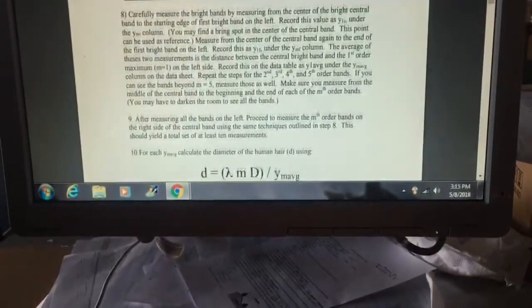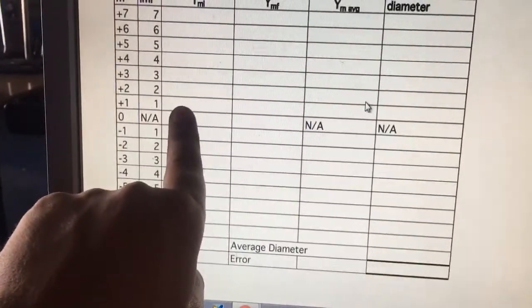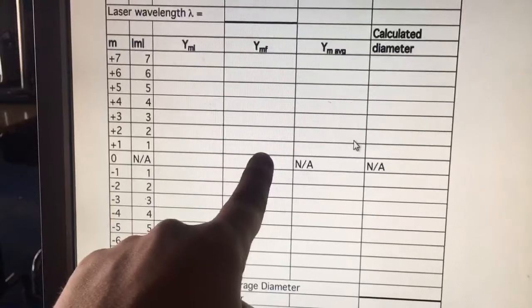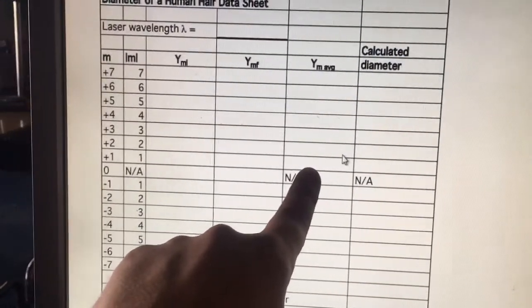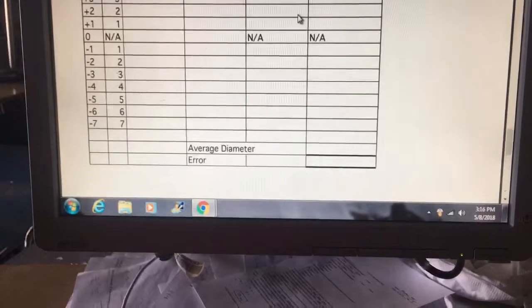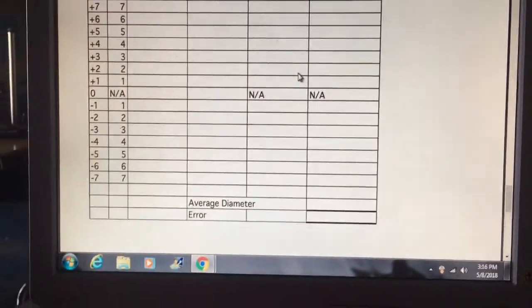But what do I do with that? Well, in the data chart that you created, you would put it here. So that's for fringe number 1. Initial was 4, final was 9, average is 6.5. And so you're going to do that over and over and over for all of these. When you're done, you're going to calculate the diameter using the average. So here's how that works.